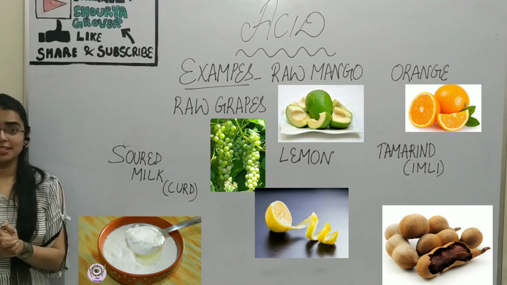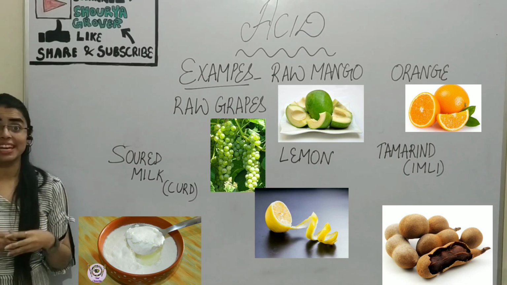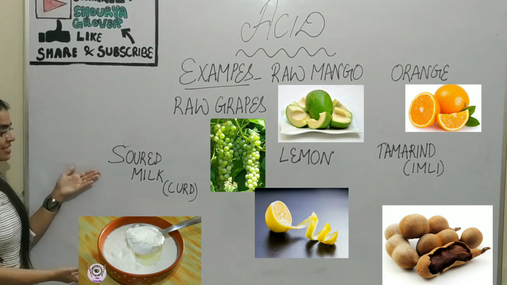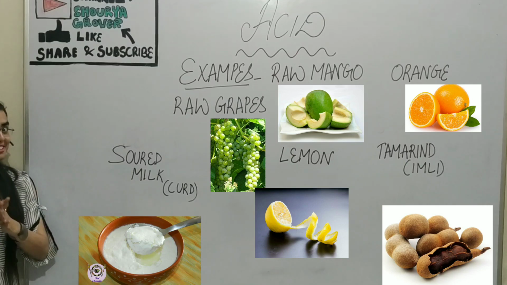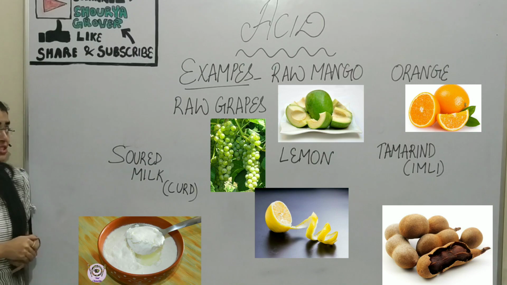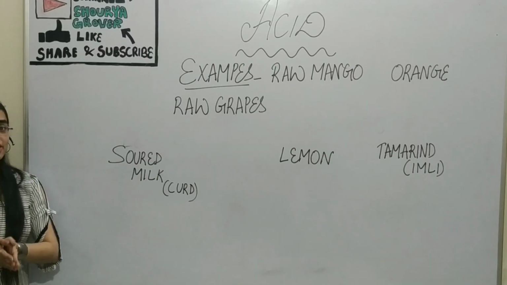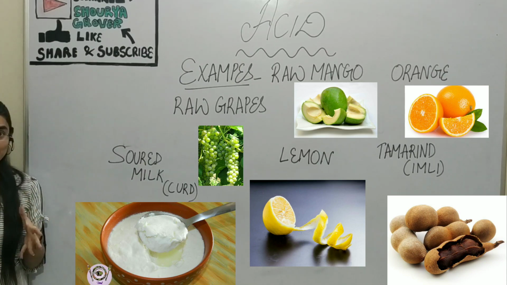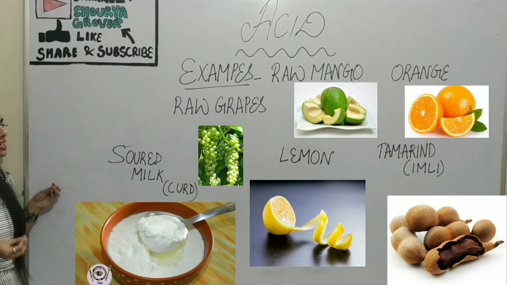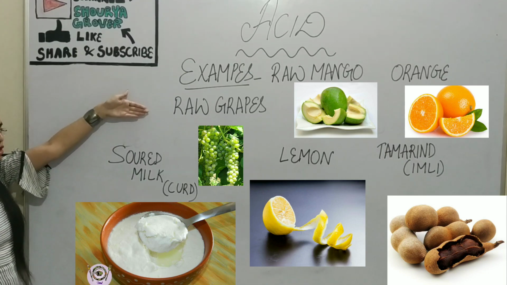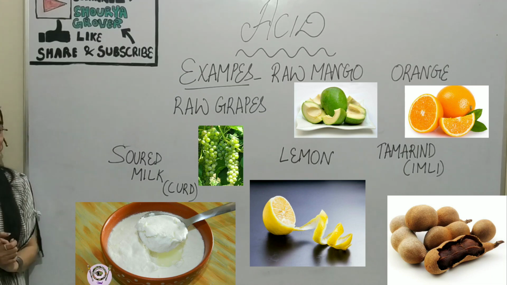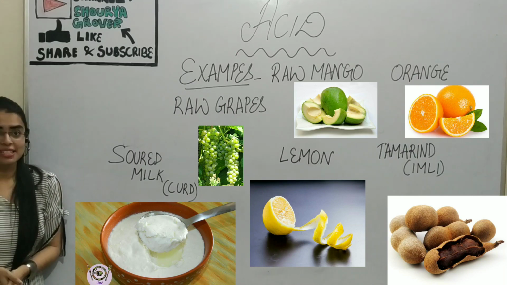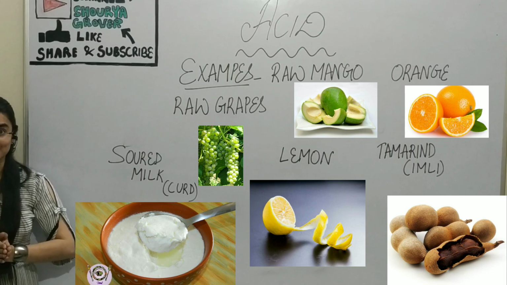What are the substances that we see in our daily life that contain an acid? One example is soured milk, that is known as curd. You can see the picture of curd. You don't know that curd also contains an acid. It is so surprising that we eat curd and don't know it contains an acid. The next fruit that contains an acid is raw grapes. You can see the picture of raw grapes here. It is surprising that we eat these fruits and don't know that they contain acid. Hence, we can say that acid has a sour taste, right?